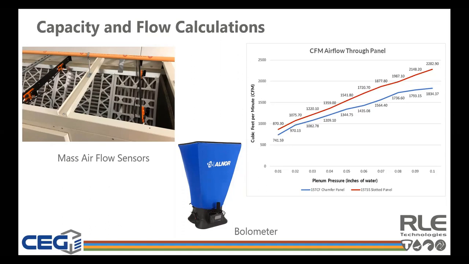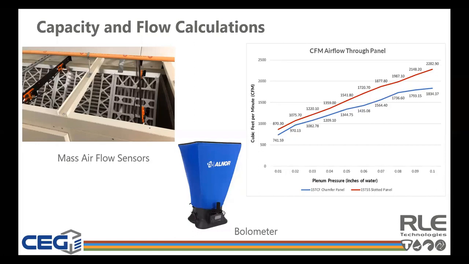If you look across the bottom of this chart, you'll see different incremental measurements of plenum pressure in inches of water going from 0.01 inches all the way up to 0.1. And going on the left side, going up the chart, you've got your corresponding CFM. So this chart is showing a comparison between two panels represented by the red and blue lines. And for each incremental measurement of plenum pressure, you can see for each panel the expected CFM you can get out of each of those panels.